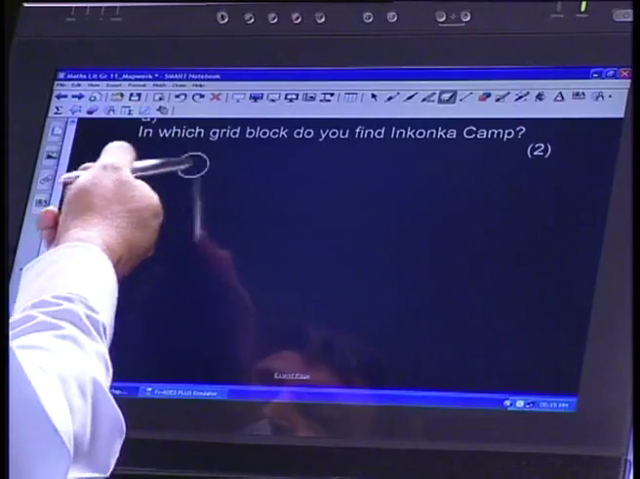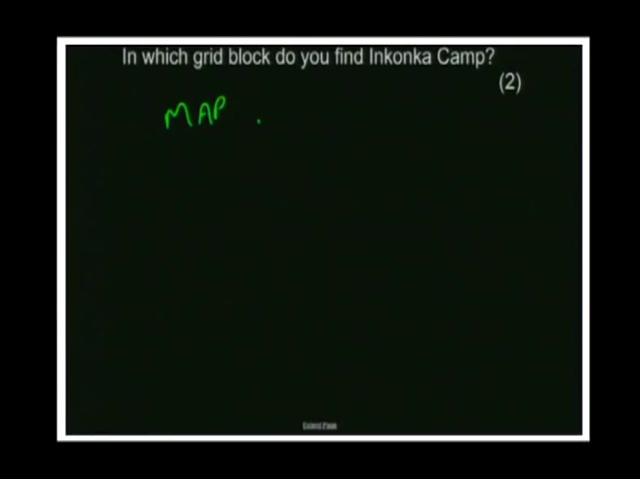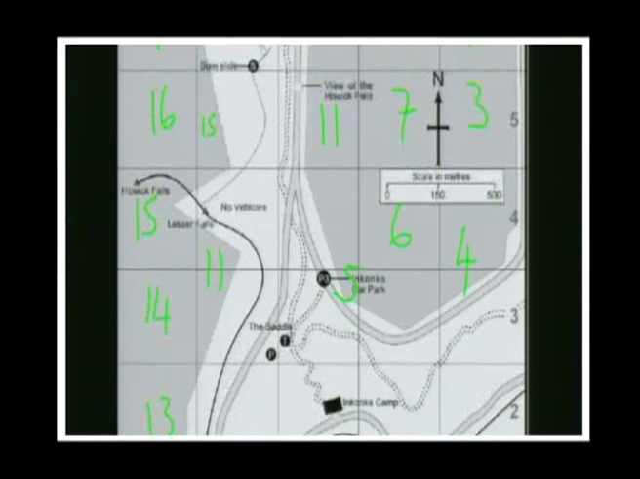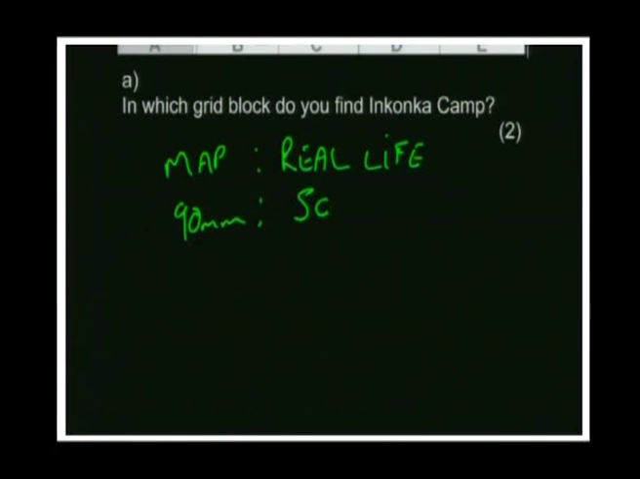what do we always do? We say map and real life. Okay, on the map, 90 millimeters represents, what does it represent? It represents 500 meters. So 90 millimeters represents 500 meters.